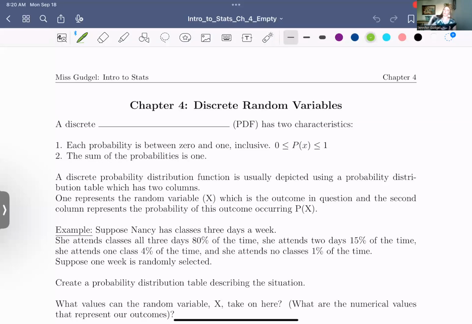Welcome to chapter 4. We are going to be discussing discrete random variables. So let's start with what a discrete probability distribution function is, right? Probability distribution function, or PDF, probability distribution function.